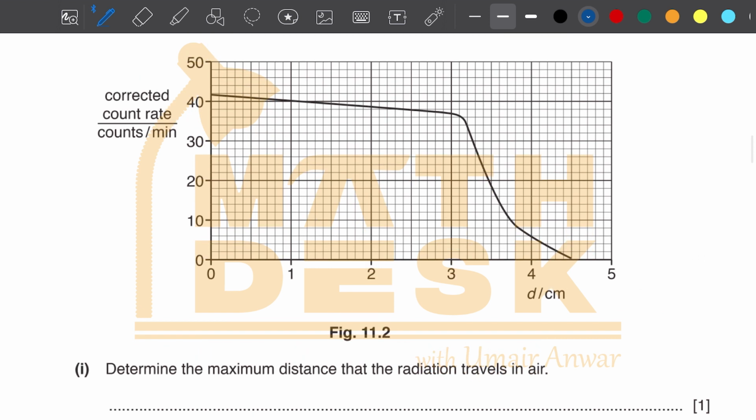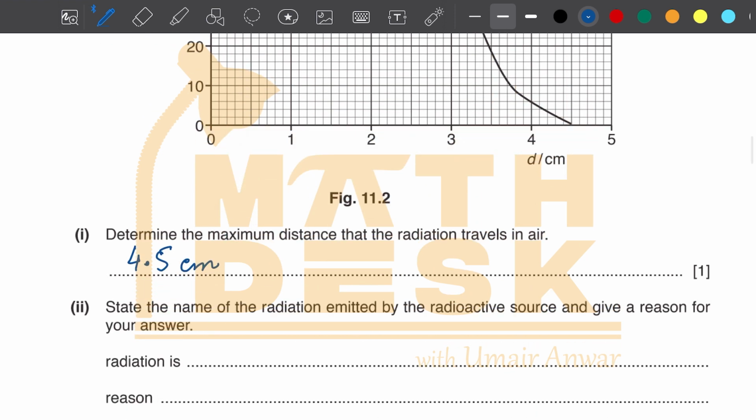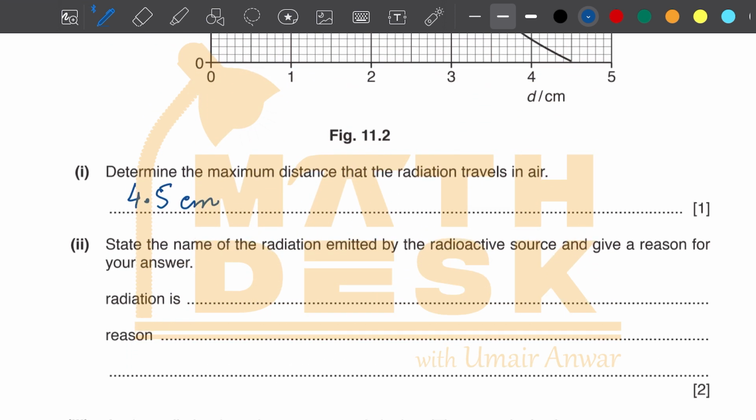So the maximum distance it can travel is 4.5 centimeter, because here the radiation count becomes equal to 0 and no radiation is able to reach the detector after this. So I'm writing 4.5 centimeter. State the name of the radiation emitted by the radioactive source and give a reason for your answer.